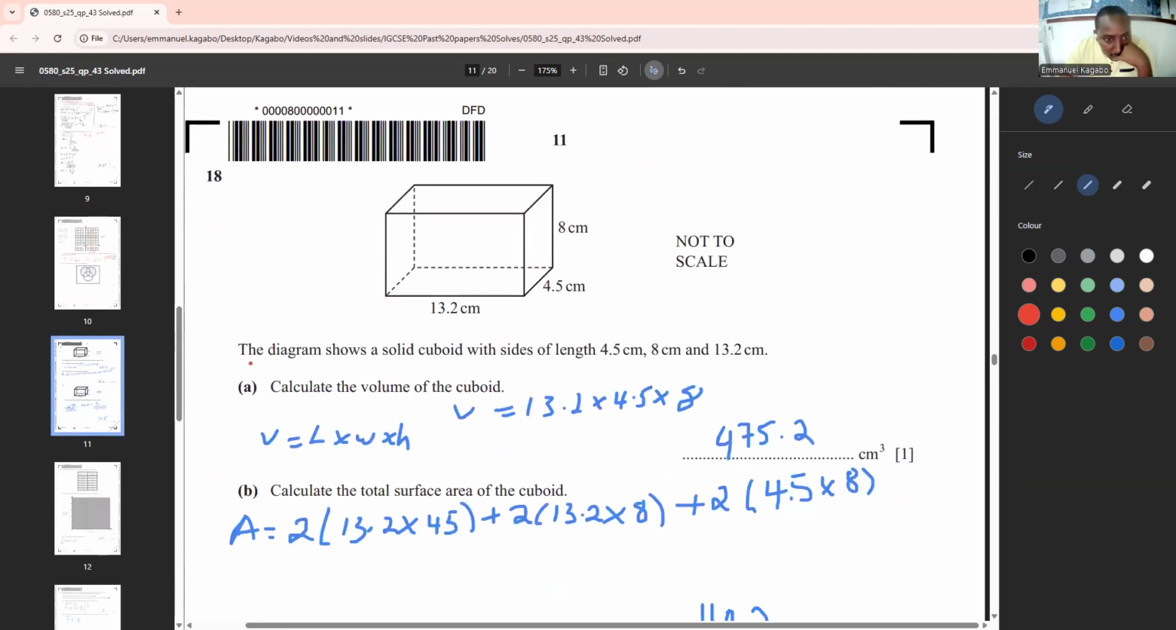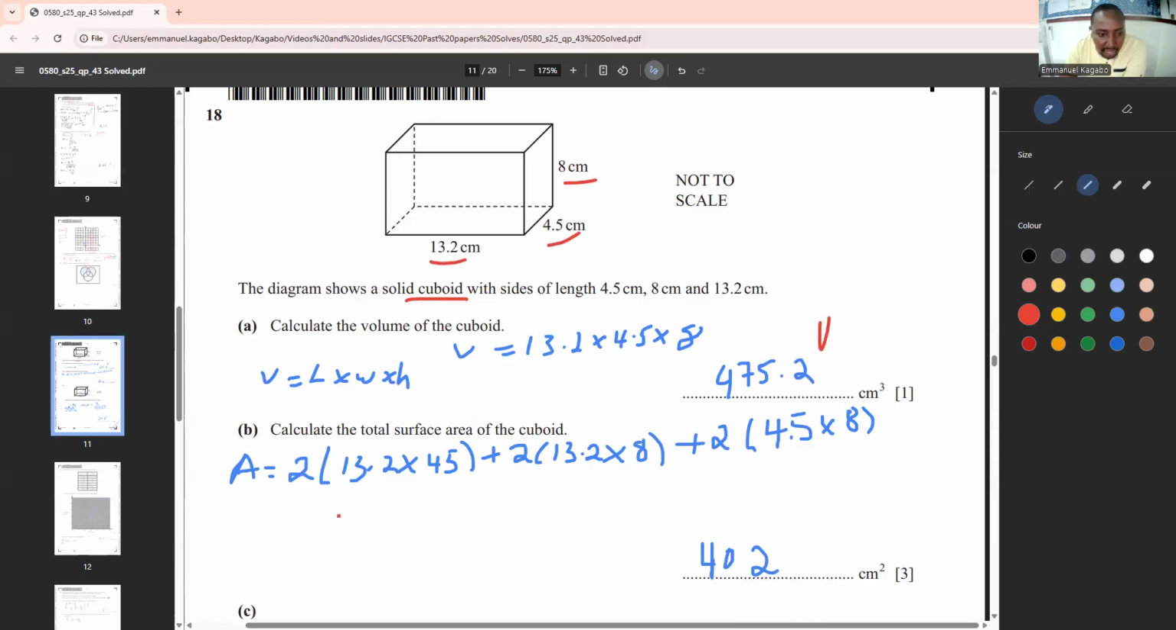Next question. This is a cuboid given. Calculate the volume. Volume of a cuboid is length times width times height. So it's this times that times that. That will be the volume. Okay. Now calculate the total surface area. So surface area of a cuboid is given by, let me give you the formula. It can be written in different ways, but I prefer writing it in this way. Okay. It's length times width plus 2 bracket length times height, then plus 2 bracket width times height.